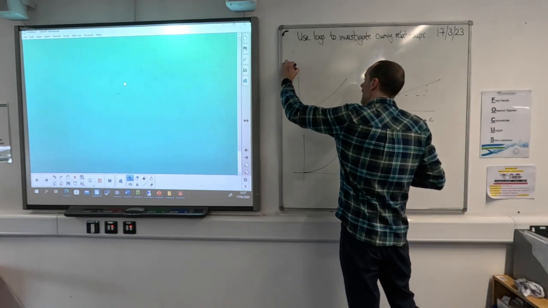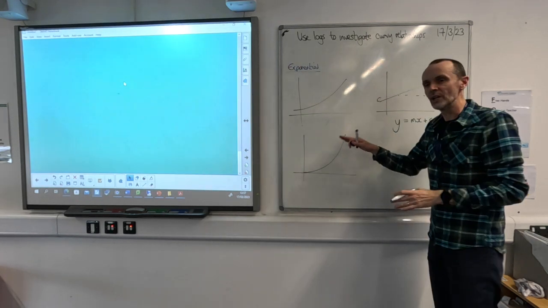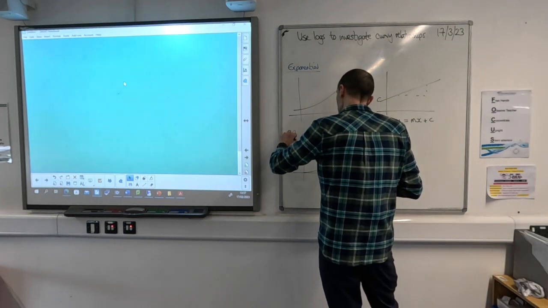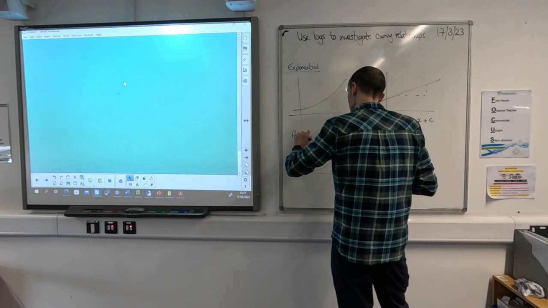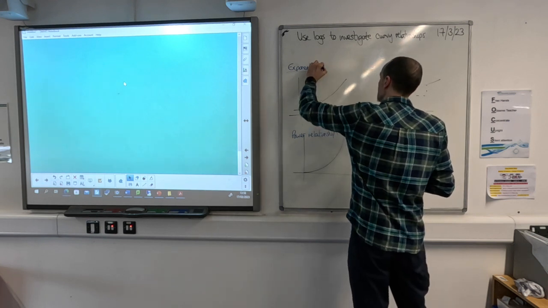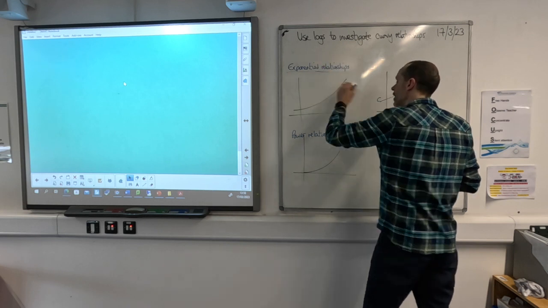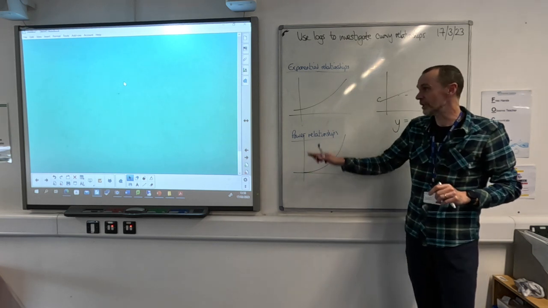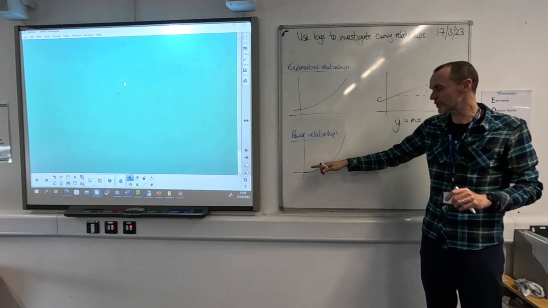First is exponential relationships, and the other is ones where you've got x squared or x cubed or x to the power of 4, which I'm going to call power relationships. In general, I can spot the difference because power relationships start from the origin, whereas exponential relationships start from some initial value. But of course, it might be that this is 2x squared plus 3, in which case it would be up the graph.